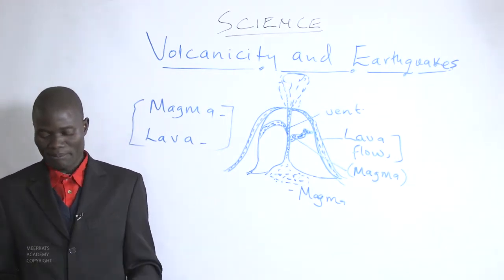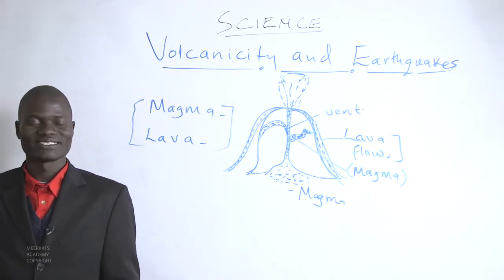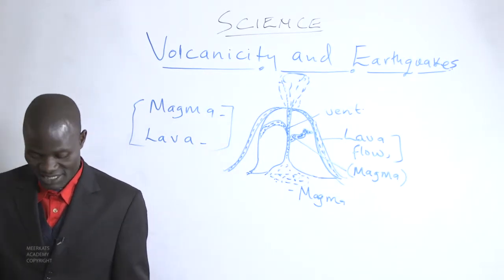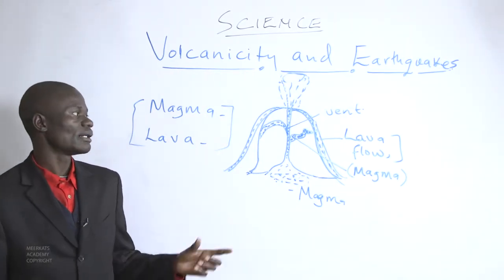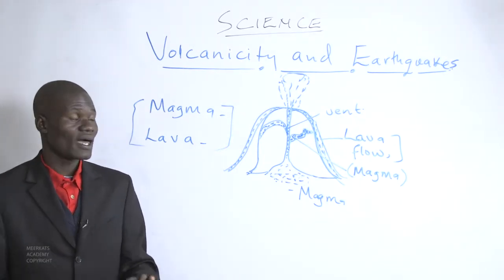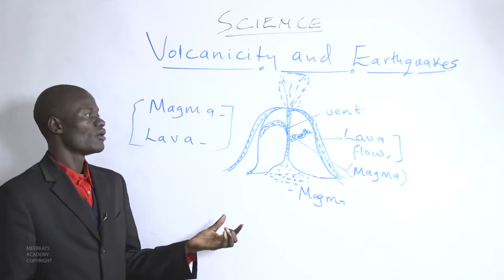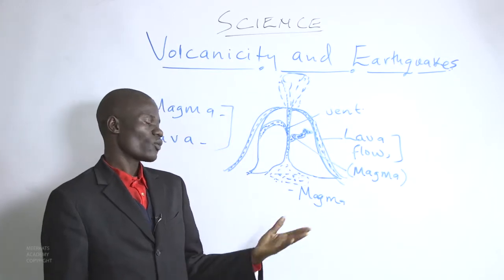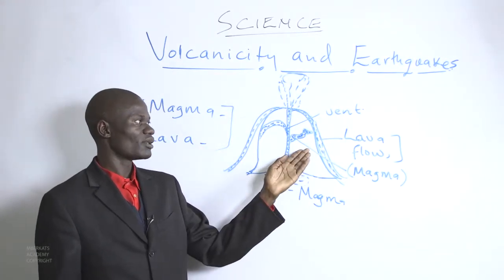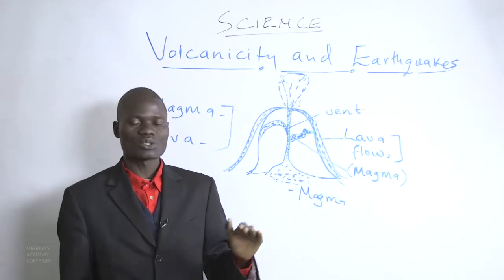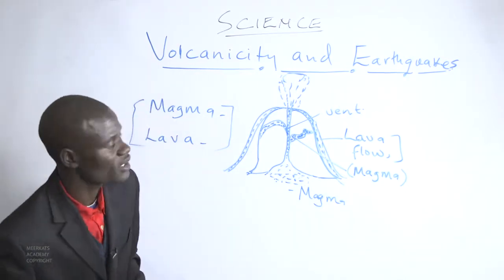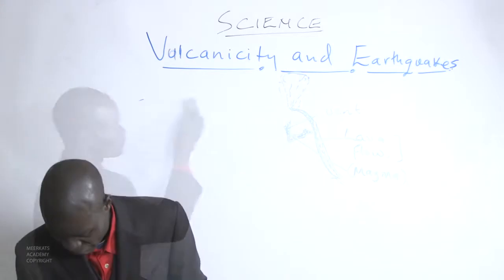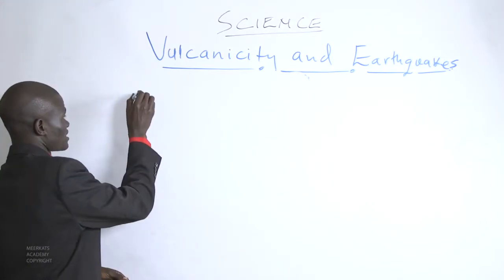And magma may sometimes cool and solidify between the bedding planes. We call them the vents or the fissures or some of the cracks on the earth crust. And then they will lead to the formation of what you call magma. It is still viscous in its nature. What happens when both lava and magma cool and solidify? Therefore, they are going to give us various types of volcanicity. There are two types of volcanicity.